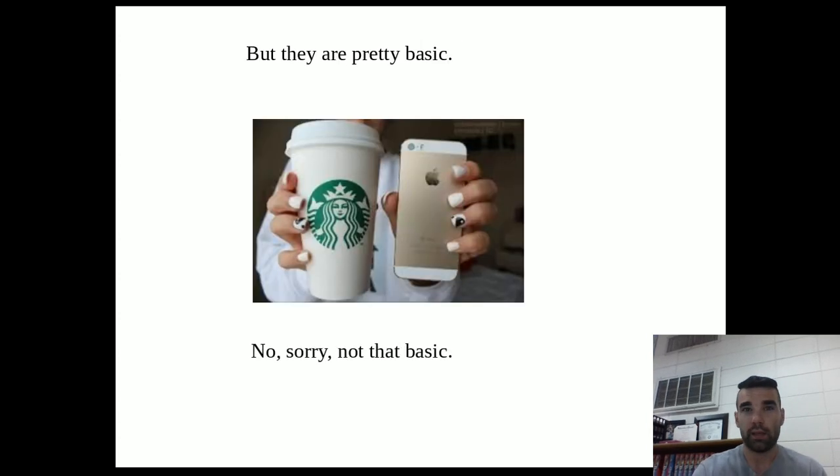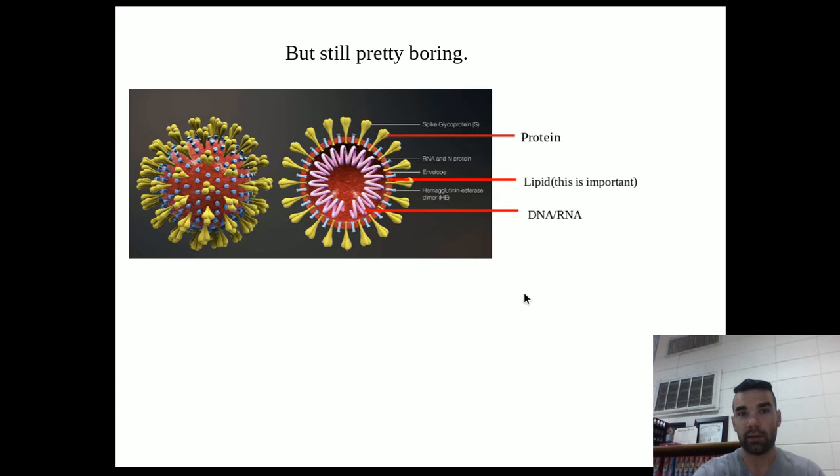Next up, viruses, they are pretty basic though. Not that basic, of course, but they only have some pretty simple properties here. They have these little protein spikes that stick off of them. They have this lipid, this fatty layer that encases them. And then they have some DNA or some RNA, some genetic material. So the important thing is this lipid layer here that the coronavirus has.